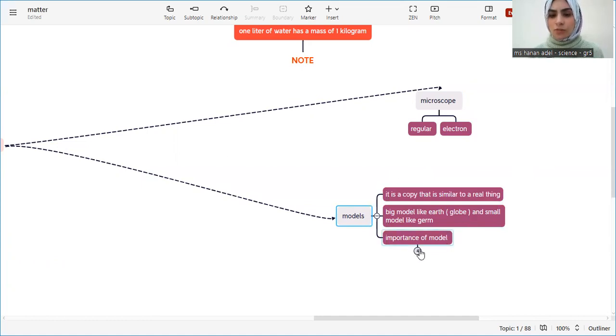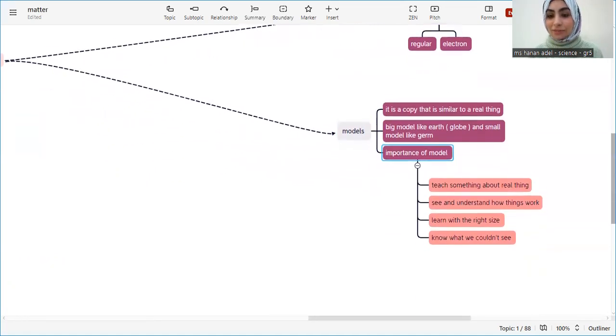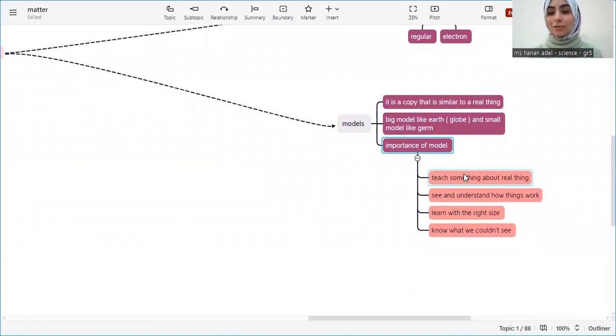What is the importance of a model? Why do we make models actually? We need to make a model to teach something about the real thing to the students. This will make the teaching more fun and better, and they will understand better if they see the things. See and understand how things work, like how a volcano erupts, how a plane can fly.